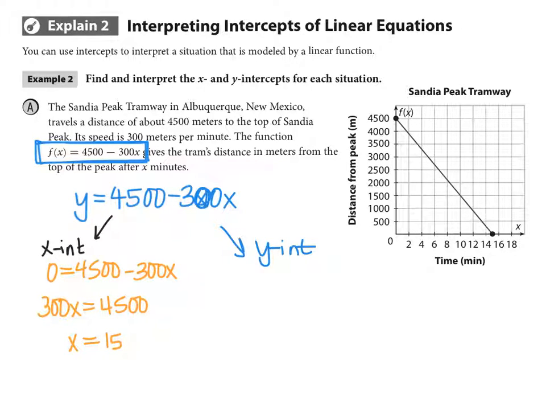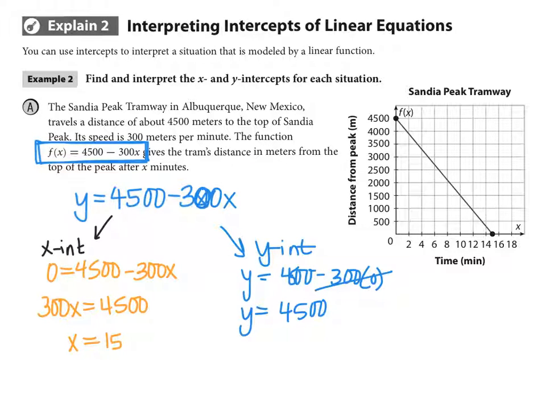This one's a little bit easier, so I've got y equals 4,500 minus 300 times 0. That whole part's going to just be nothing. So that means y is equal to 4,500, which again, they have already plotted for me.